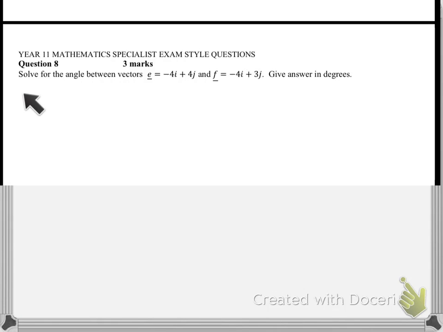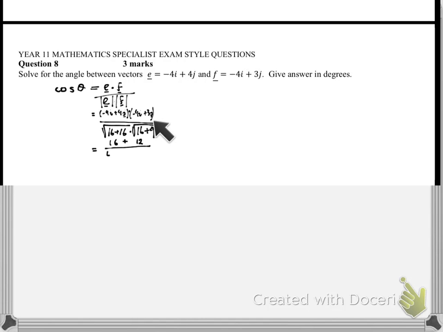Alright, so this question 8, solve for the angle between vectors E and F. Give your answers in degrees. Let's do that. You have to use your dot product rule involving the cosine of the angle. So I have cos theta is equal to the dot product of E and F divide the modulus of E times the modulus of F. Alright, so let's do those parts. So you set up in the numerator a dot product, vector E dot with vector F we're going to carry out up top, and then you've got the modulus, here it is, the square root of each component squared.